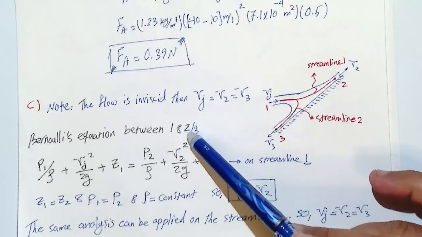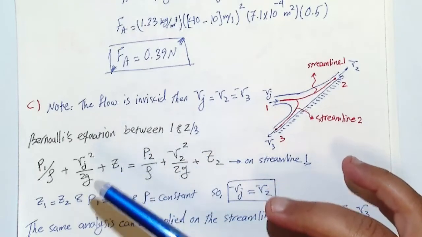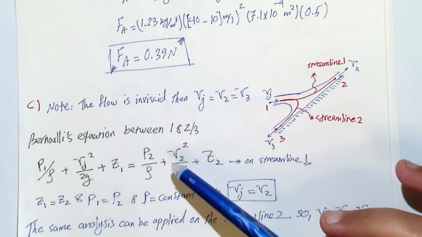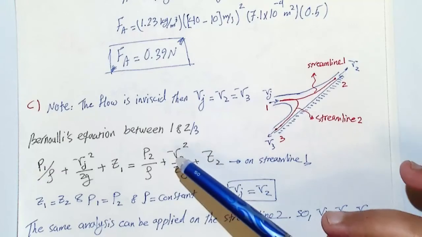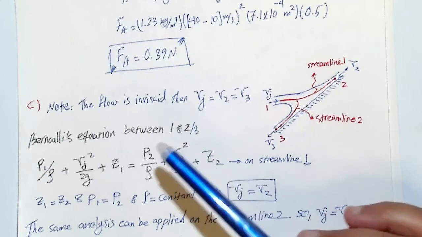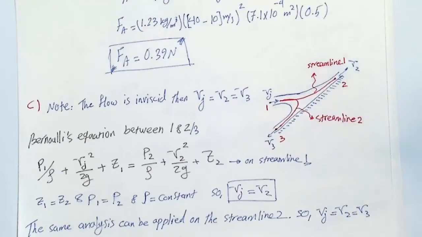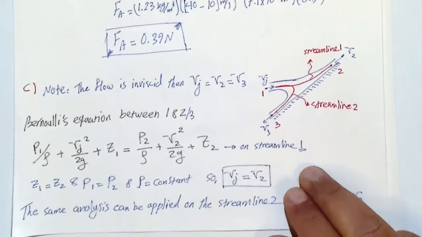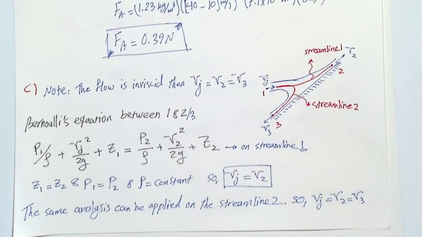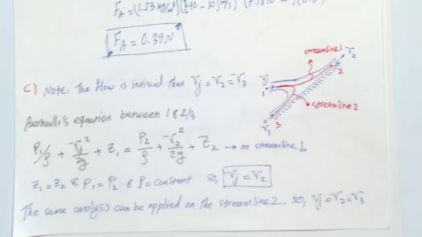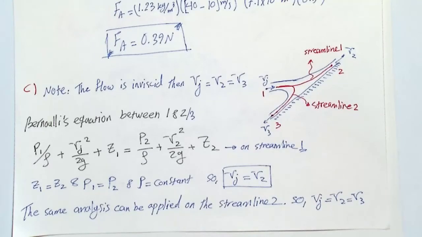If I apply Bernoulli between 1 and 2, then I have P1 over rho plus Vj squared over 2g plus Z1. And also at point 2, I have the same terms with subscript 2. But both of them are at atmospheric pressure. So static pressure is the same. I can say that P1 and P2 are the same, also equal to P3, right? Also, you don't have a huge size of the plate, so you can assume that Z1, 2, and 3 are almost the same, the change of z is negligible, right?